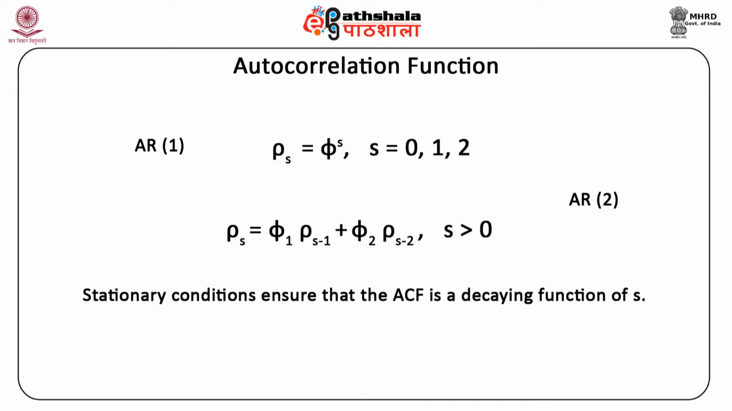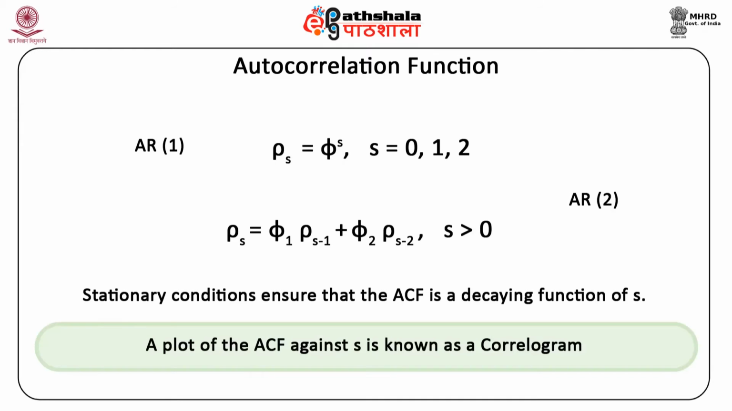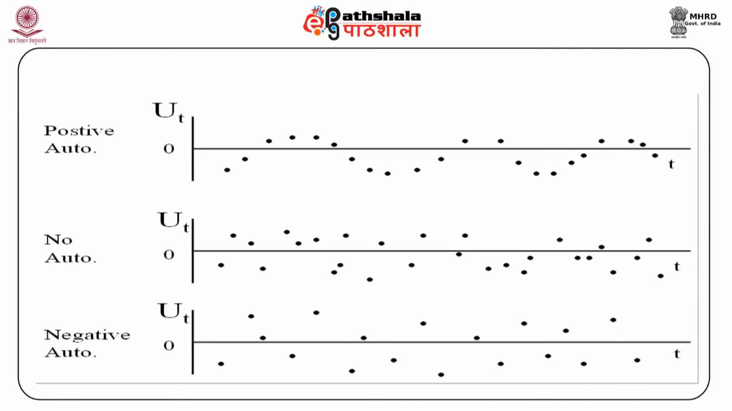Stationary conditions ensure that the ACF is a decaying function of s. A plot of the ACF against s is known as a correlogram. Moving on to the graphical view of autocorrelation, graphically, autocorrelation may be understood by plotting the residuals against the observations. This can be seen through the following graphs.